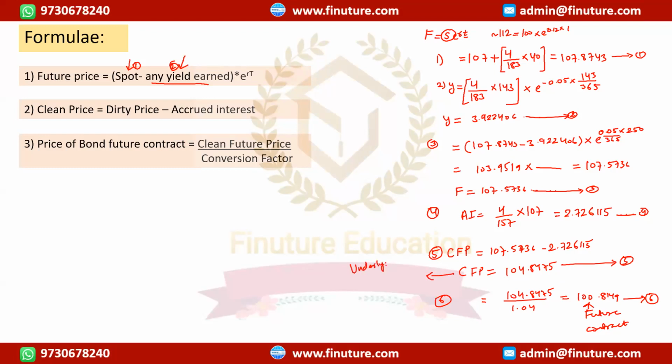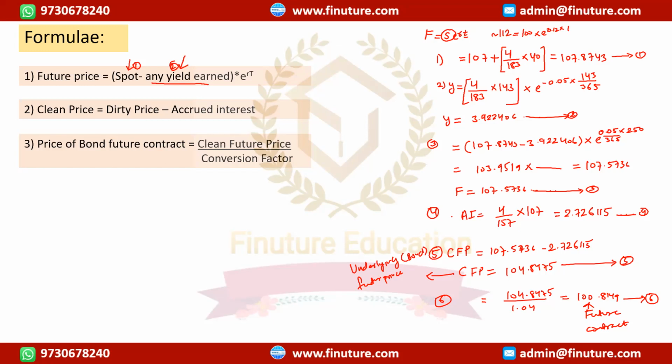These are very key things conceptually. Underlying future price. So let me write underlying or bond. In this case, because the underlying of the forward contract or future contract is a bond, it's the underlying future price. This is the price of the future contract.